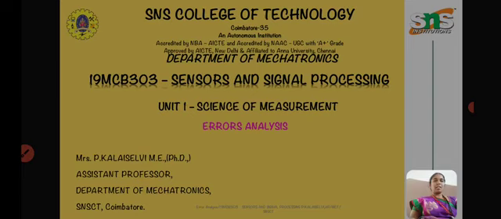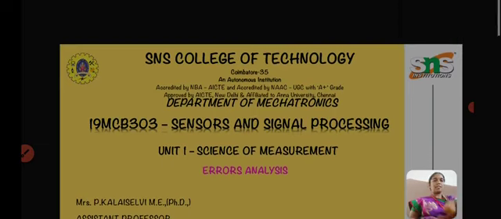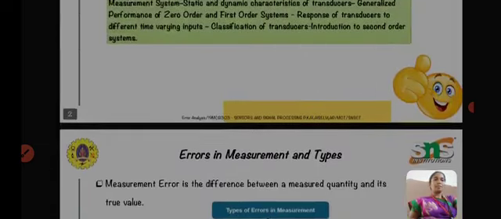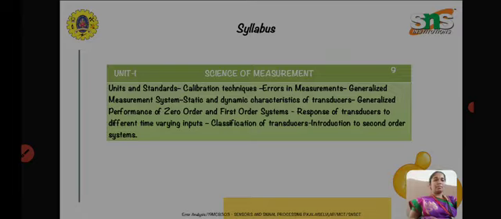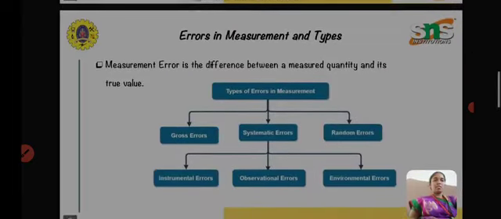In previous class we had seen about the calibration technique. So why we need the calibration for an instrument and what are the procedures to be followed for instrument calibration and what are the types of calibration, right? So today we move on to the error analysis techniques. Errors in measurements and their types.